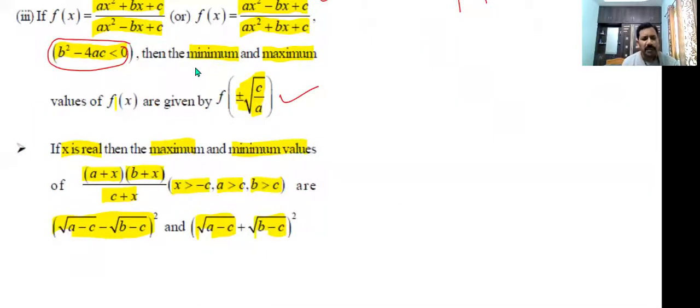Okay, so here the maximum and minimum values use the same formula, but with a small difference. What is the difference here? Here minus is there, here plus is there. Both formulas look the same, but the sign between the two terms is different. Students, understood? Right. Note down.